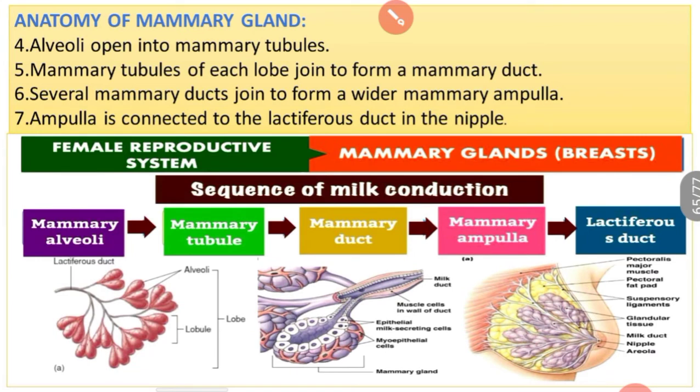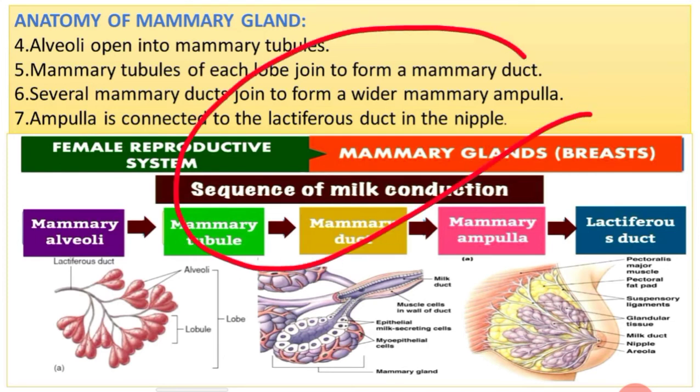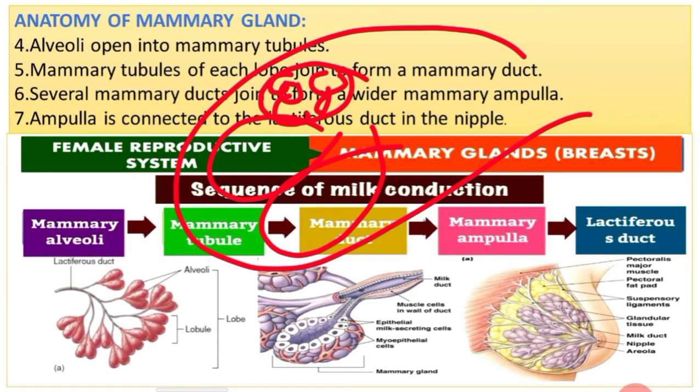Anatomy of mammary gland. Now only we completed. As I told you before, lobe contains lobule, lobule contains alveoli. Alveoli or acini is a cavity which opens into mammary tubules.